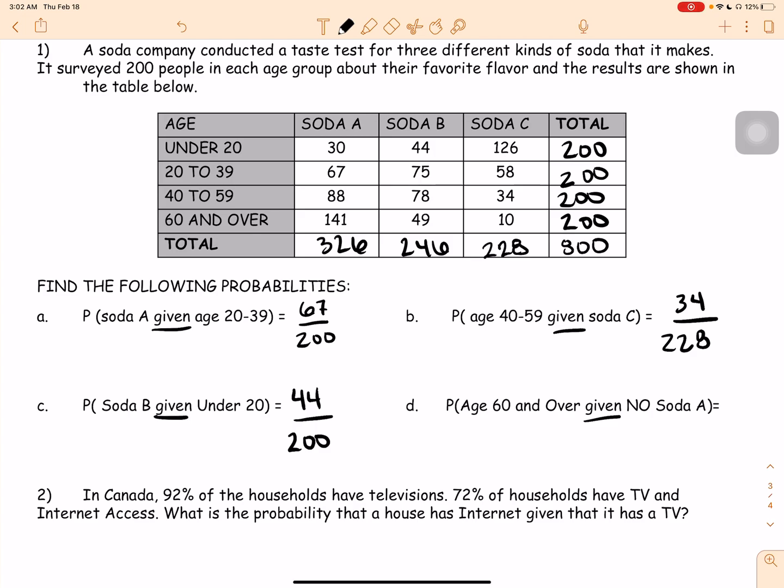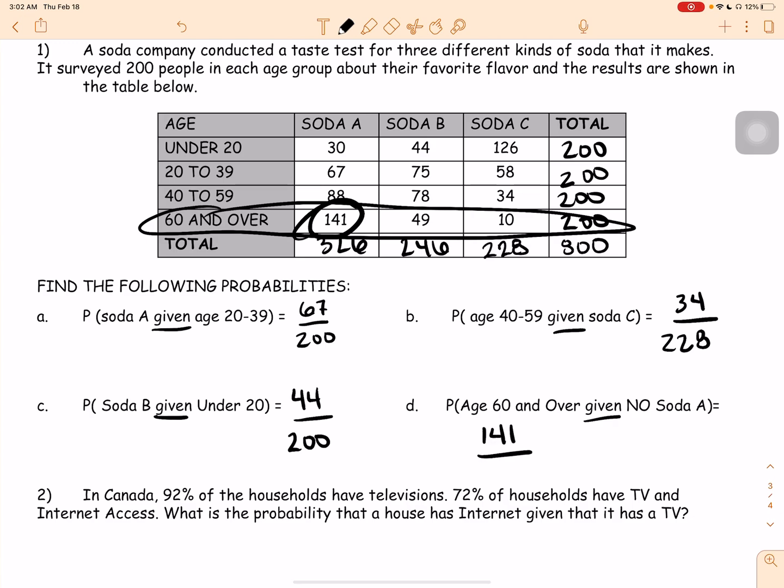So now here I have age 60 and over given, so you see, I see all the given words, given no soda A. So everything but soda A. So this senior, 60 and over, okay, does not want soda A. So I'm going to go ahead and start. Let me think here if I can start. So 60 and over, so soda A right here is 141.